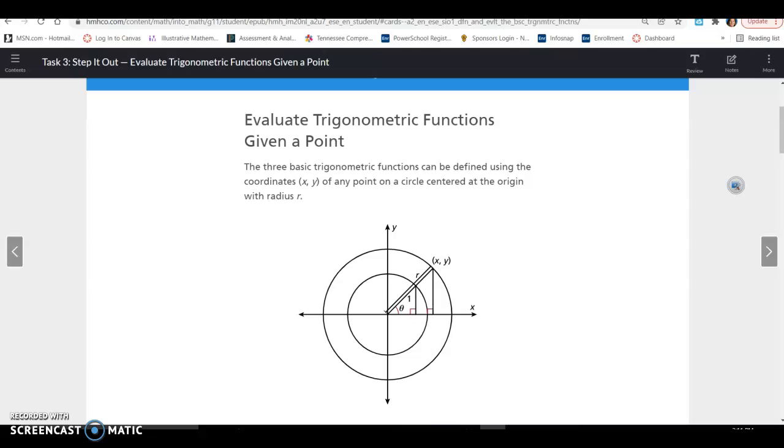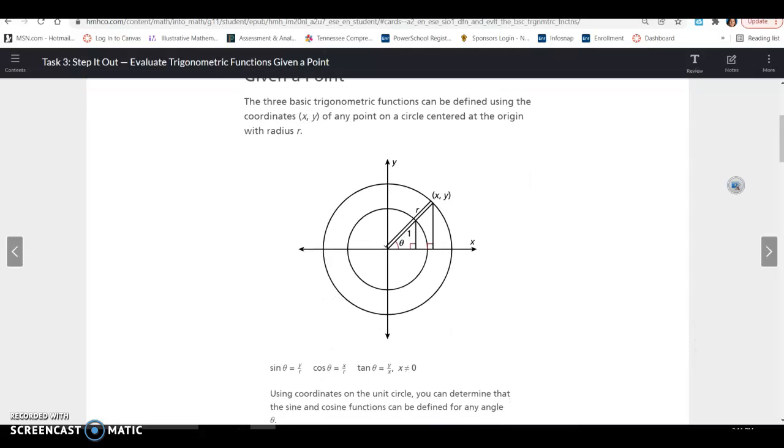Lesson 15.2, Task 3. Evaluate trig functions given a point. The three basic trig functions can be defined using the coordinates x and y for any point on a circle centered at the origin with radius r.